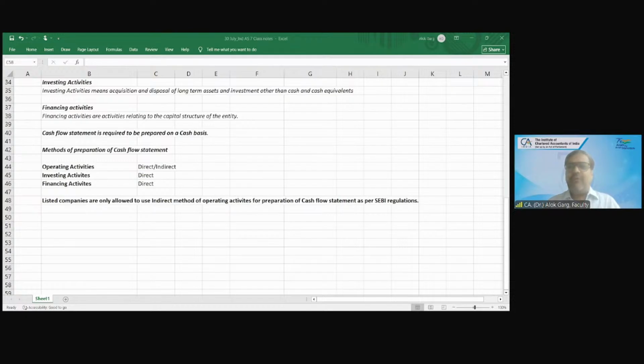Because this is not a new concept. This is one of the concepts which everybody is aware of. Why? Because of CA Inter and because of articleship.